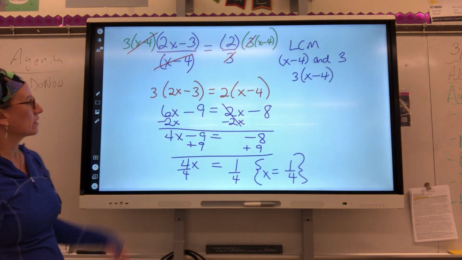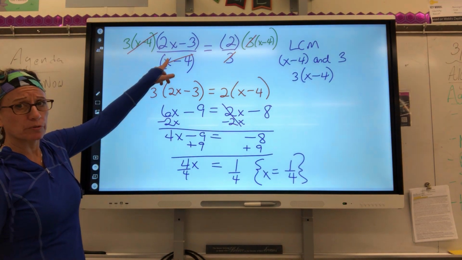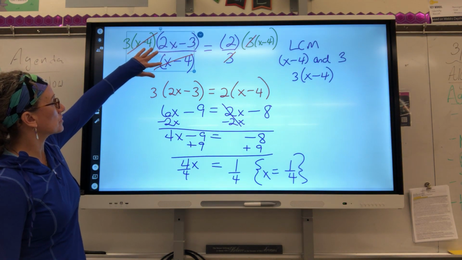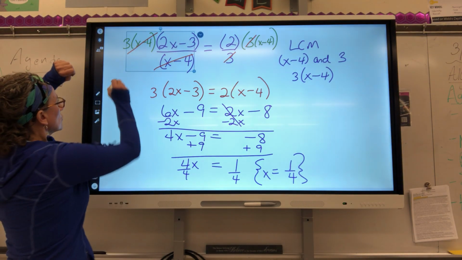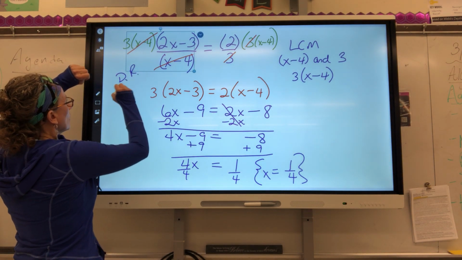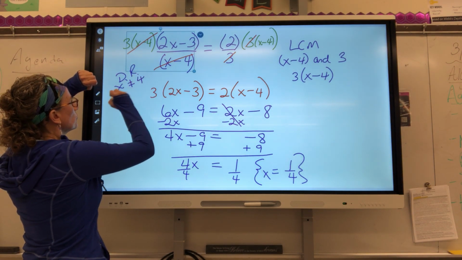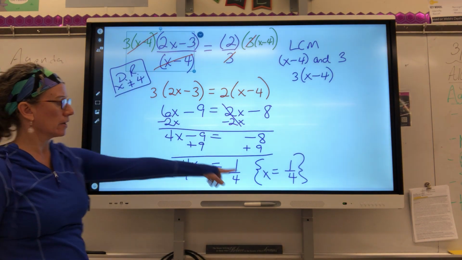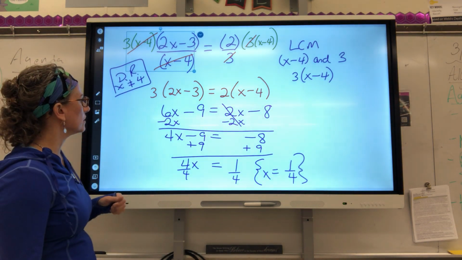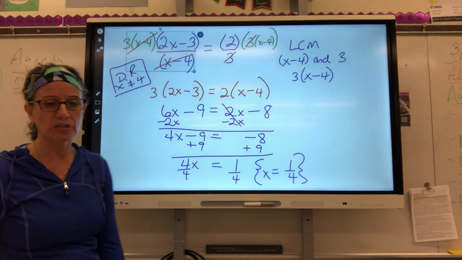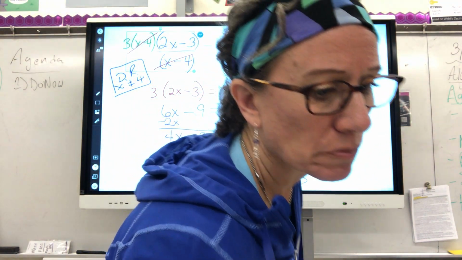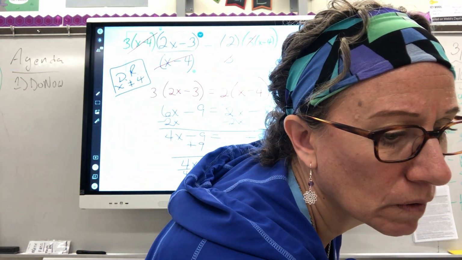is x equals 1/4. Look back to your original equation. Am I able to use the value 1/4 here? Yes. The domain restriction was that x was not able to be equal to 4. I did not get 4. I got 1/4. 1/4 is good, and so that's the solution to the equation. Okay, let's move on to another example.